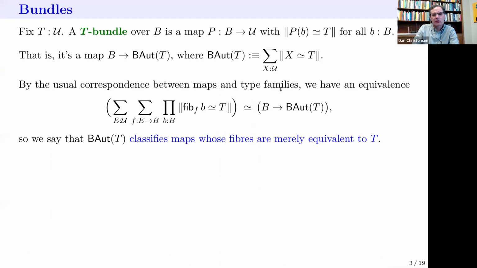So in general, there's a correspondence between maps into the universe and functions into B. And that gets refined when we put this constraint on the fiber values. So maps from B into B Aut T will correspond to a domain E, a function from E to B, and the condition that for every element of B, the fiber of F over that point is merely equivalent to T. So in this sense, we'll say that B Aut T classifies maps whose fibers are merely equivalent to T.